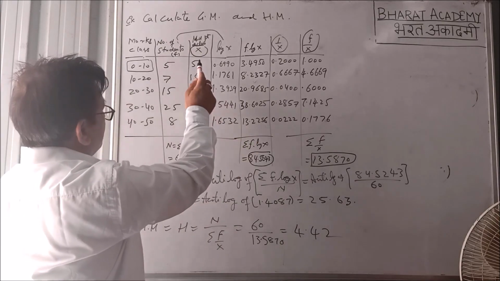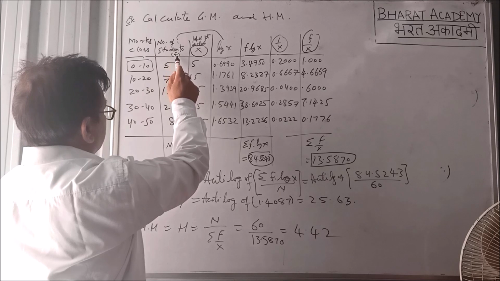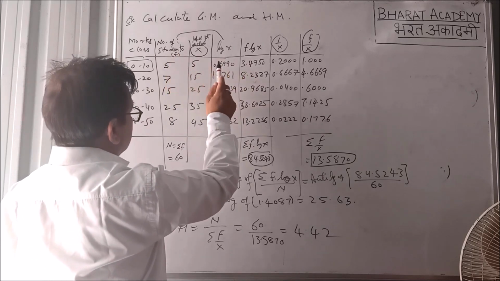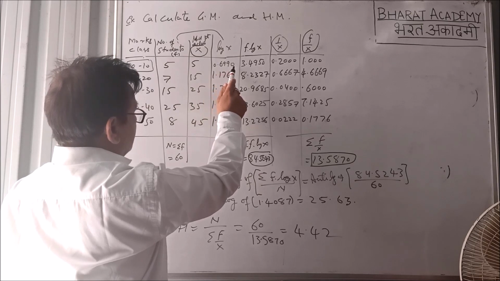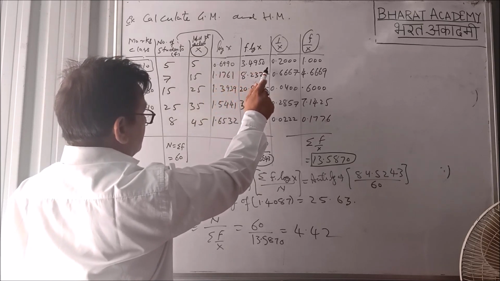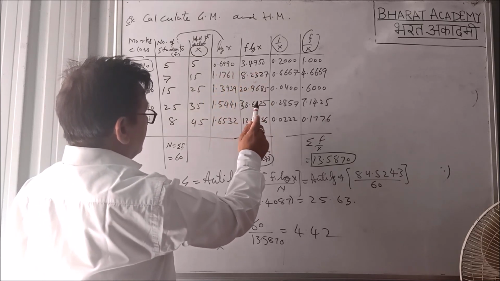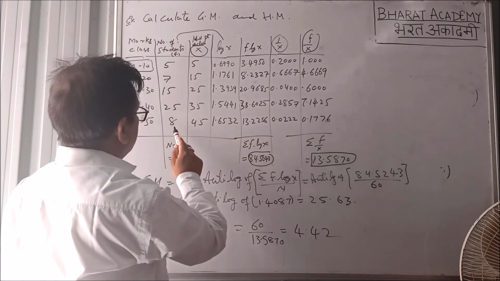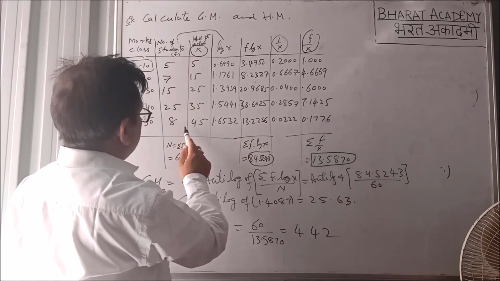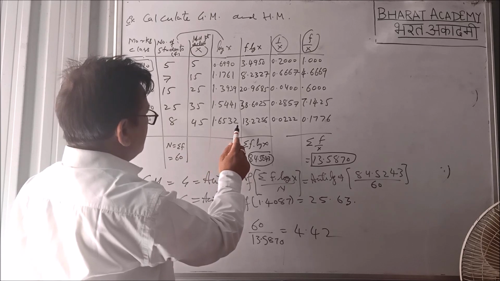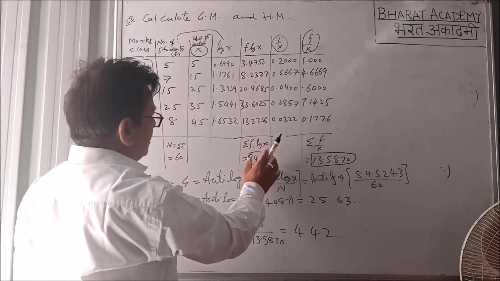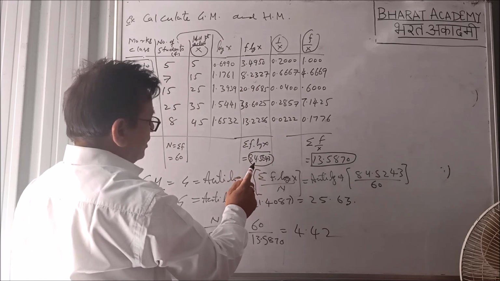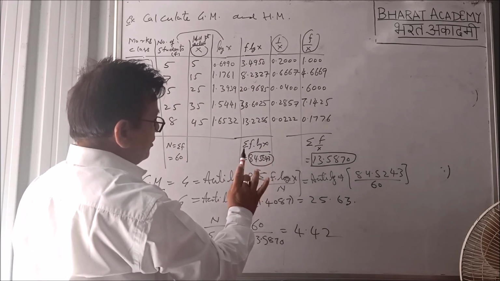Next is f into log x, number of students are frequencies. F into log x, this is 5 into 0.6990, this is 3.4950, and we find all the values of f log x. Last is 8 into 1.6532, this is 13.2256, we add all these values of f log x. Summation f log x is 84.5253.